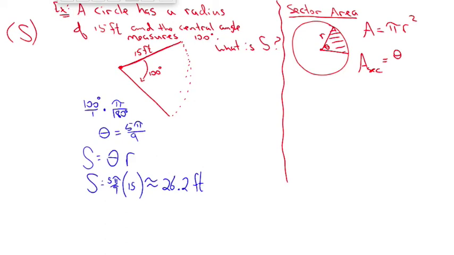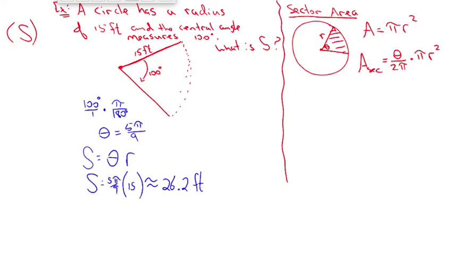Now before, remember we had the 50 degrees and you put it over 360. So this is theta in radians over the full rotation in radians. Looking back at the notes, 2 pi. So you would go theta over 2 pi times pi r squared. That's the fraction of the circle that we're looking for the area of.